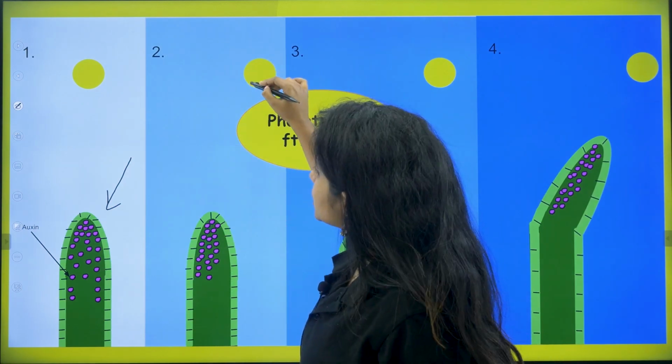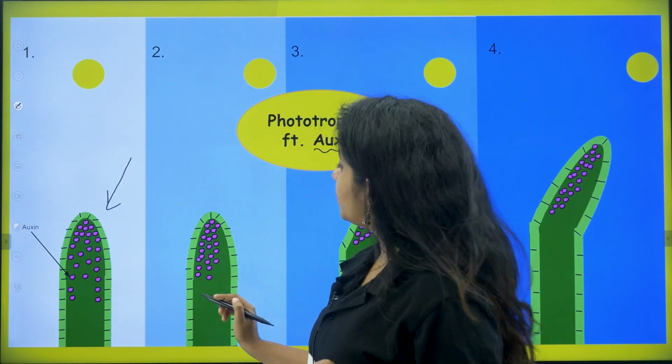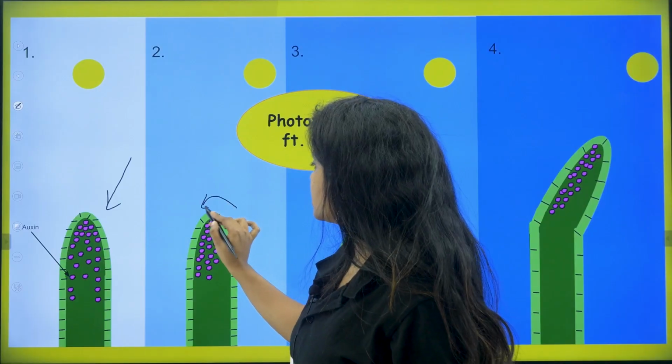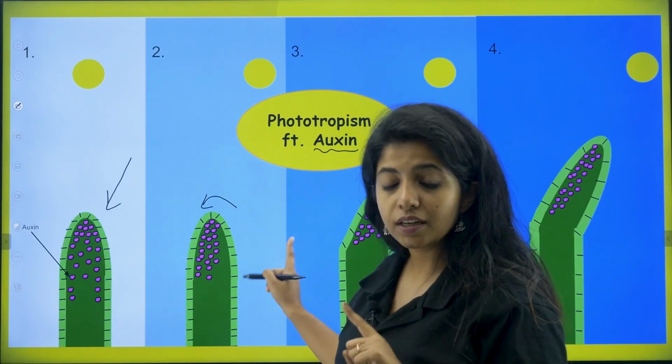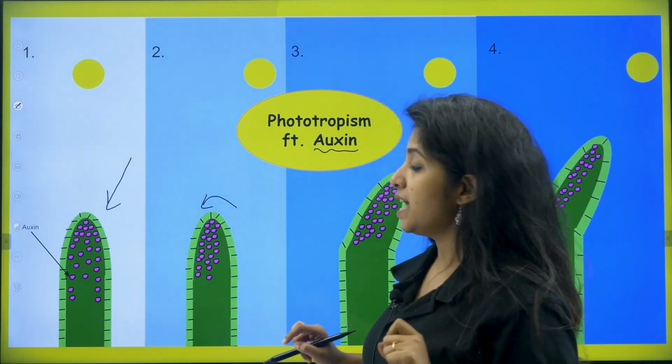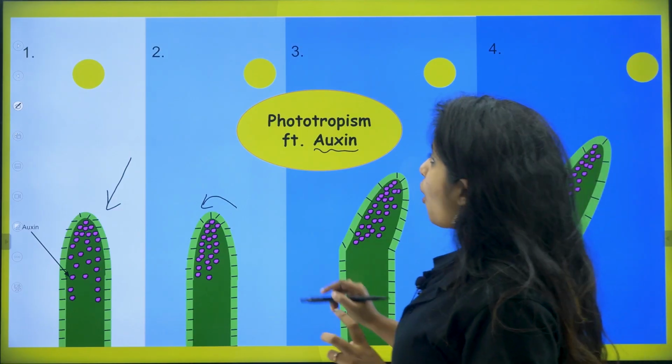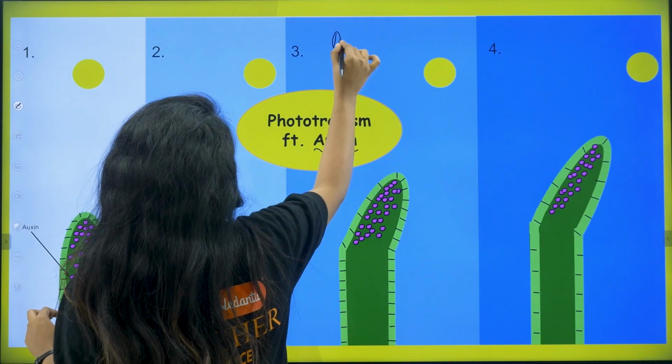Now suppose the sun is here towards this side. What will happen? The auxin which was uniformly distributed will be moving towards the opposite side. And when the auxin moves towards the opposite side, what happens, children? So auxin has a very important role.